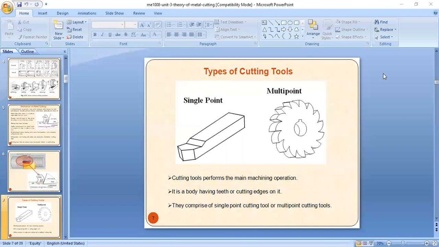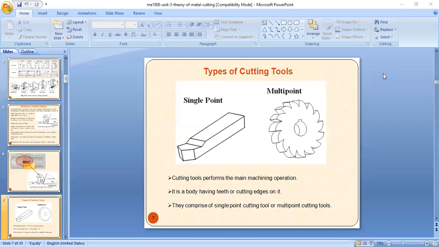So there are types of cutting tools. We have two types of cutting tools: one is the single point cutting tool, and the other one is the multi-point cutting tool. And here you can see the cutting tools perform the main machining operation.